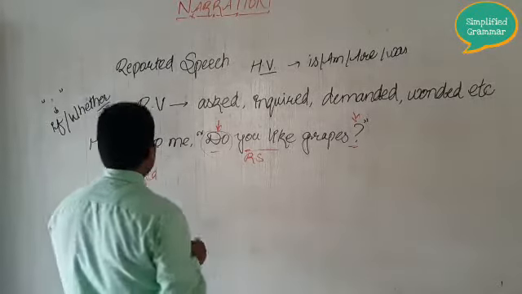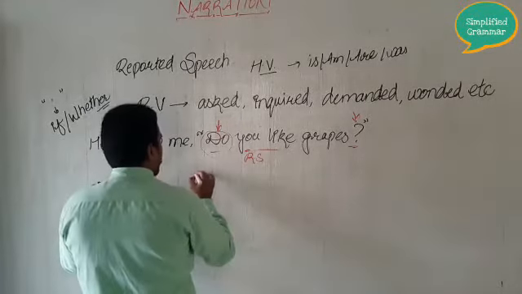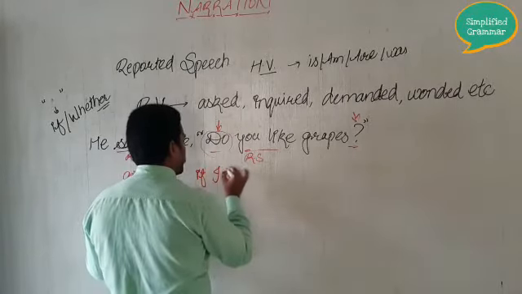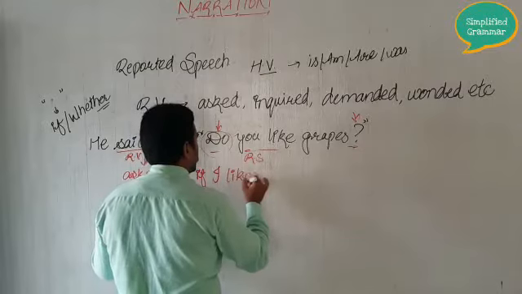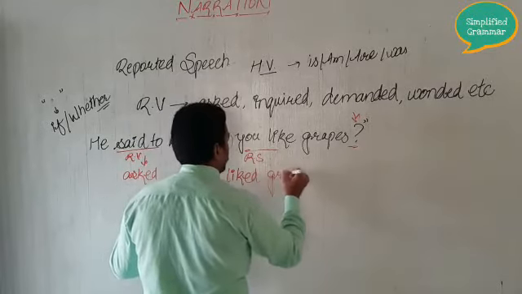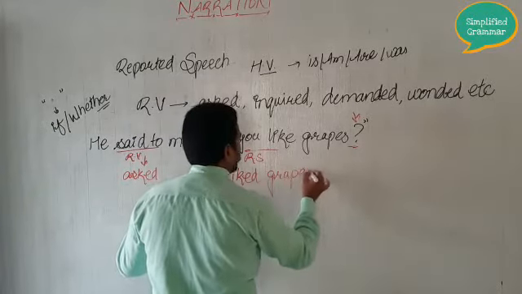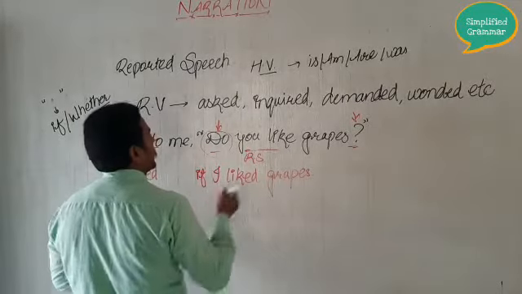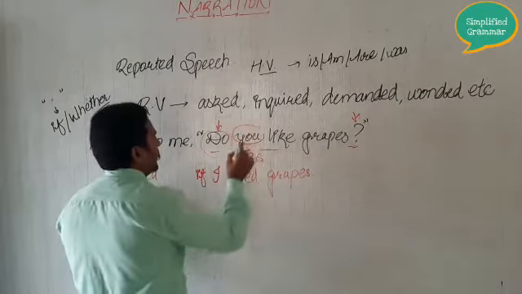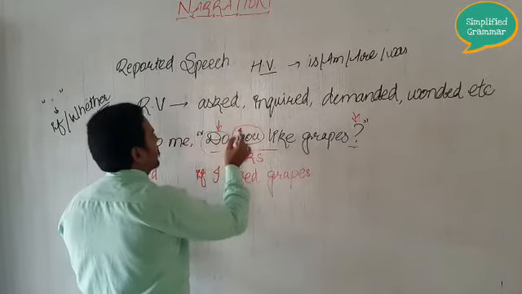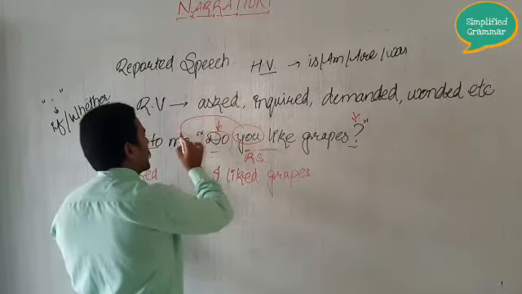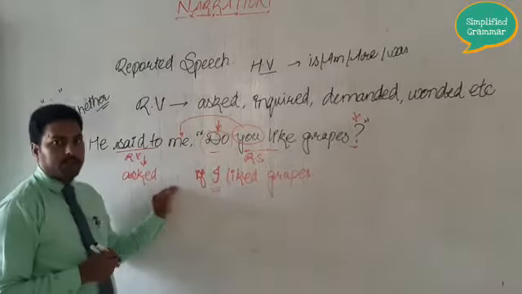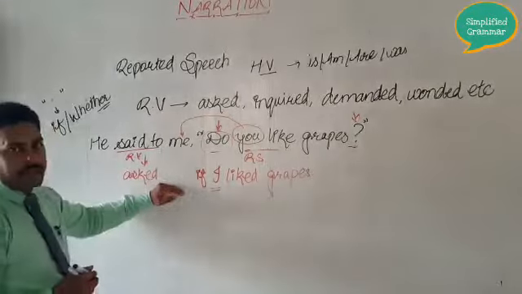He asked me if I liked grapes. So as per the rule, here in the reported speech you can see there is a second person. The second person changes according to the object, that is why here it is I. So I am sure you understood this with the help of this example.